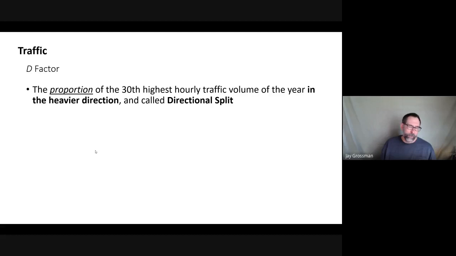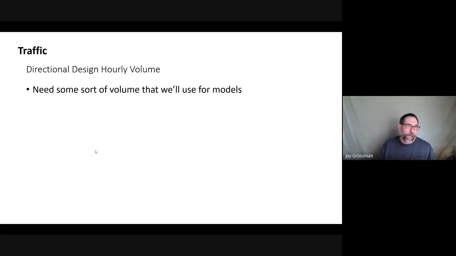It's either a decimal or a percentage. You can write it either way. So it's either 0.56 or 56% going in the predominant direction. That would be a normal D factor. And then directional design hour volume, DDHV, is what we would actually design our traffic signals for. And for our capacity on a road, we'd also use that directional design hour volume.